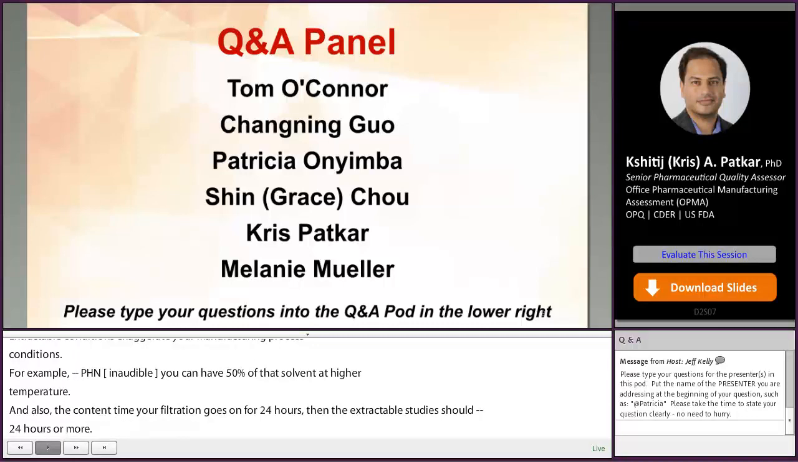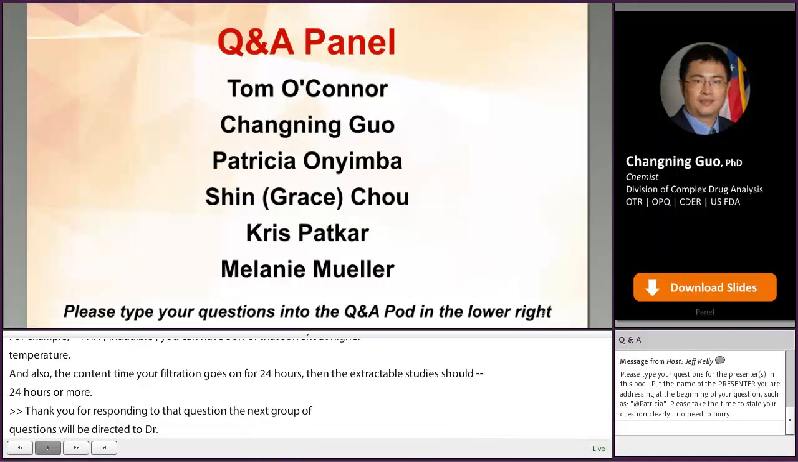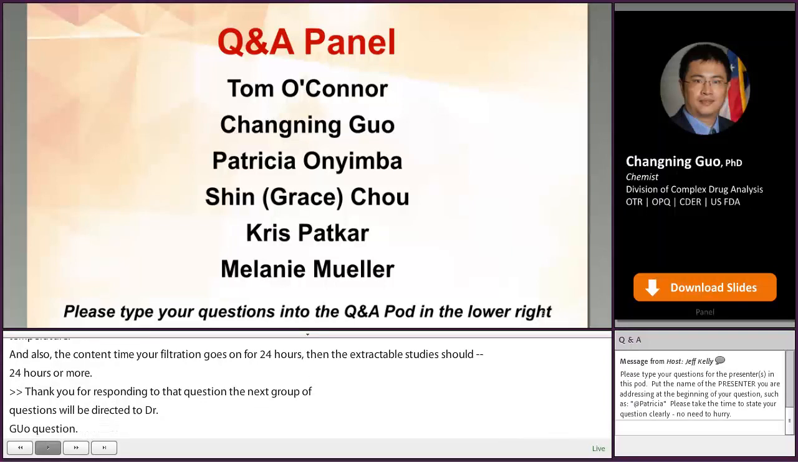Could in vitro lab science methods be used instead of in vivo equivalence or clinical endpoint studies to compare RLD and generics? If so, when?